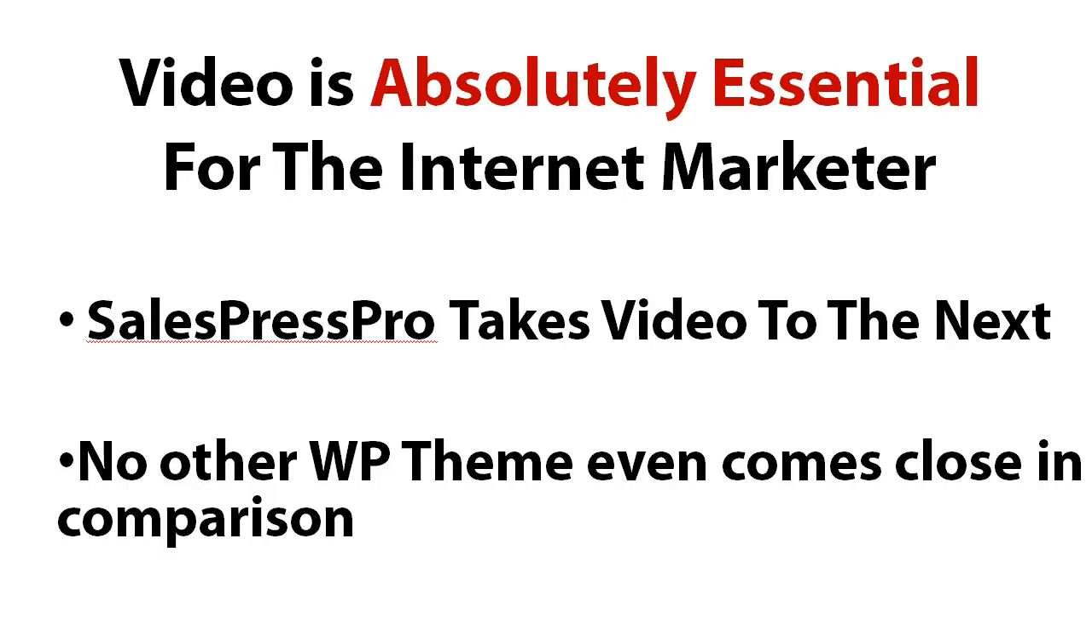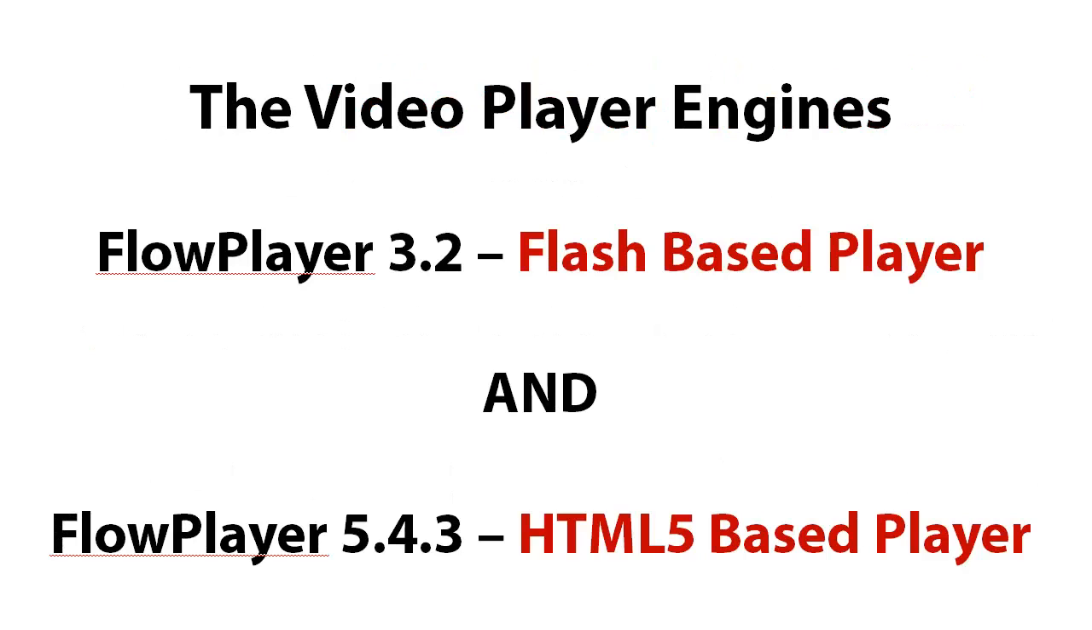to SalesPress Pro. Now the engine behind SalesPress Pro, there's a video player engine, and you get both of these as an integration. You get the Flow Player 3.2. This is the video engine behind SalesPress Pro. Now this is the Flash-based player, and so anybody visiting a video on a web page, you know that you need a Flash plugin like Adobe Flash plugin to watch a video, just like you would with YouTube or any other video. Now SalesPress Pro also has Flow Player 5.4.3, and this is an HTML5 based player.